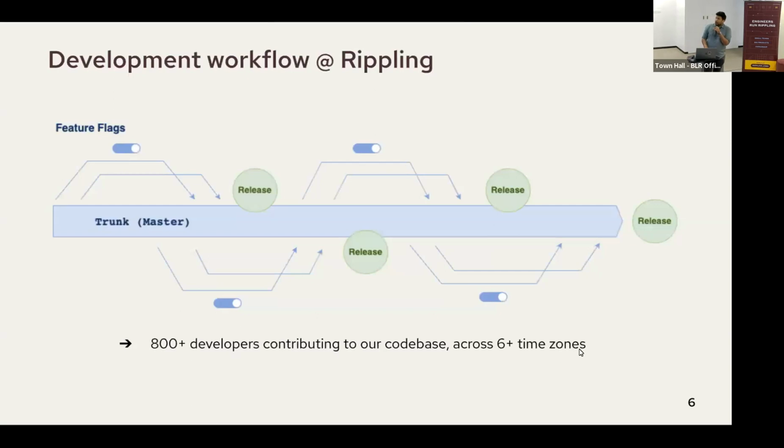Now I'll be talking about the development workflow at Rippling. In Rippling, we follow a single trunk branching methodology. We have a single trunk branch, which is expected to be stable, and at any given point of time, you can release it.